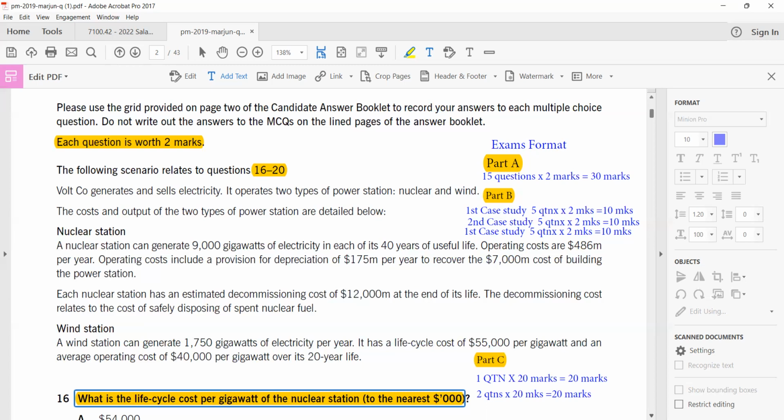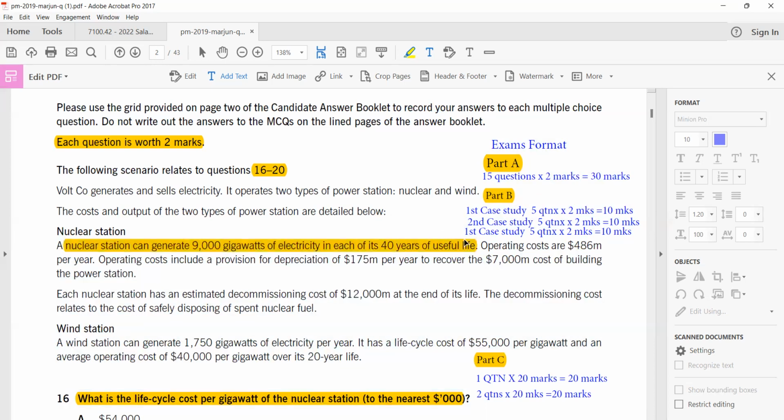Excellent. Operating costs are... Now, one thing we do is that, Daniel, hold on for me. One thing we do is that whilst you read the question, we need to calculate. In life cycle costing, we look at all costs which come out through the overall stages of life of the product. So you have started talking about some cost. So we need to look at that calculation. So the first bit you are talking about, you said a nuclear station can generate 9,000 gigawatts of electricity in each of its 40 years of useful life.